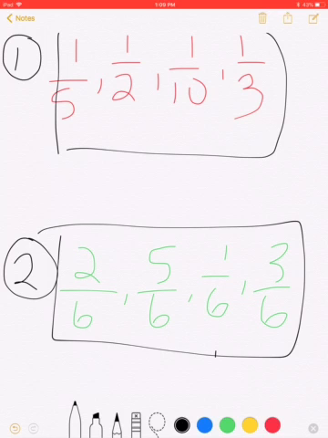So the first thing we covered was comparing fractions, and the second thing that we will be doing is putting fractions in order. I look forward to seeing you in class tomorrow. Come prepared to discuss these problems, please.